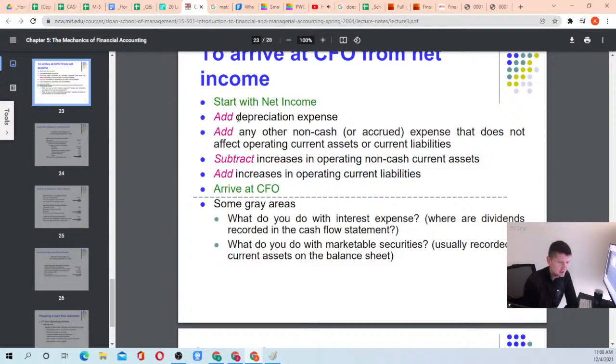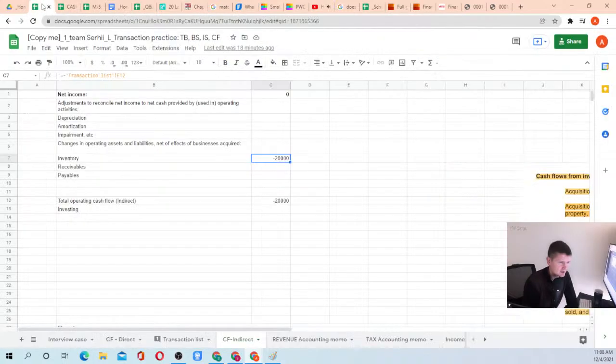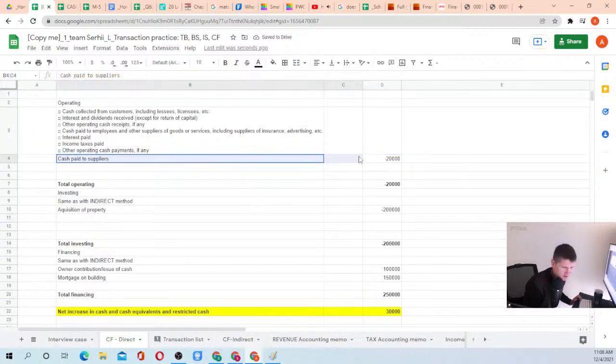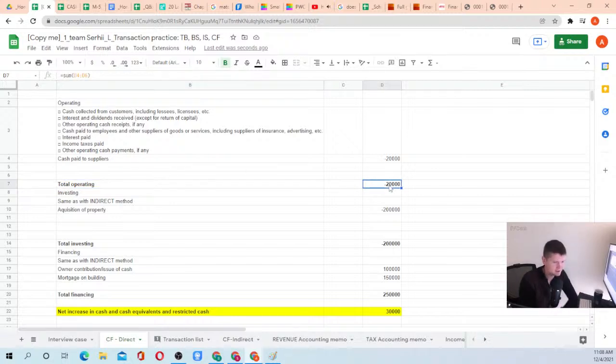We will take a look at liabilities too, but let's deal with assets so far. So we had an increase in assets, and that was an increase in inventory. So we had cash outflow. So now we have total operating cash flow, indirect method minus 20,000 and direct method minus 20,000. Let's see where it is, minus 20,000. So under both methods you should have the same result.